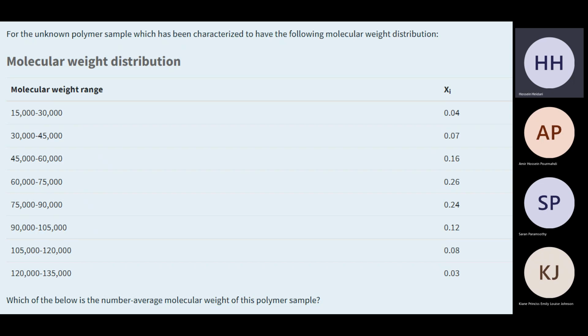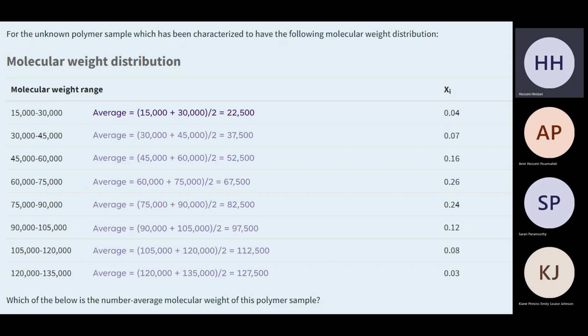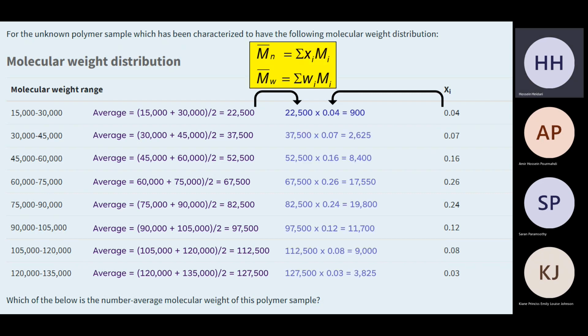Now, how do you approach this problem? Well, unlike the other problem that we had in the recording, where you had a single value representing each group and population, here you have a range. So you have to find a representative for that range. What you do is find the mid value and use that as a representative. So for the first one, we found the mid value is 22,500. We do that for all of those, then multiply that representative by the number fraction, and sum those up to get the overall average.